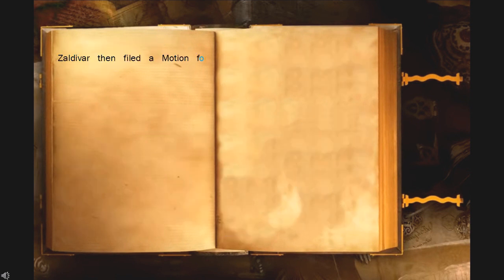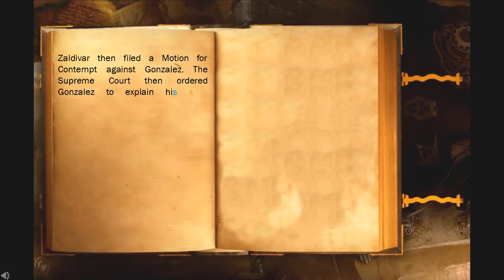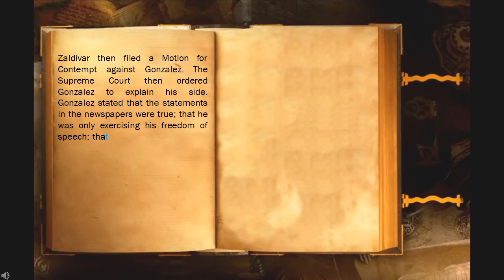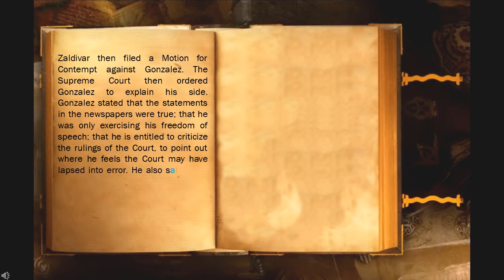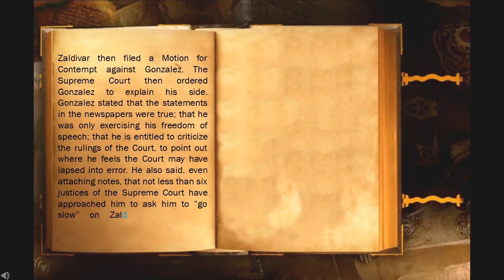Zaldivar then filed a motion for contempt against Gonzalez. The Supreme Court then ordered Gonzalez to explain his side. Gonzalez stated that the statements in the newspapers were true, that he was only exercising his freedom of speech, that he is entitled to criticize the rulings of the court, to point out where he feels the court may have lapsed into error. He also said, even attaching notes, that not less than 6 justices of the Supreme Court have approached him to ask him to go slow on Zaldivar and to not embarrass the Supreme Court.